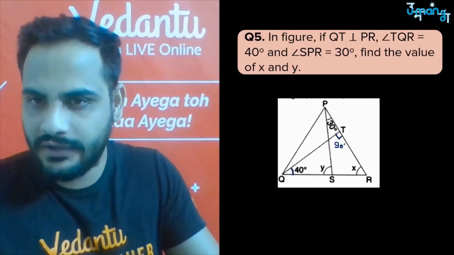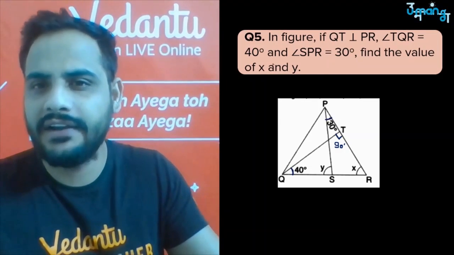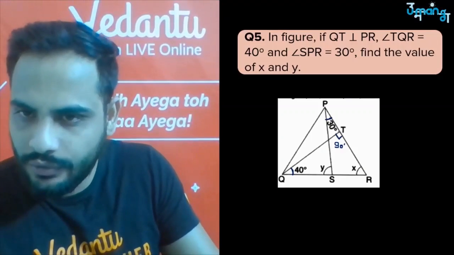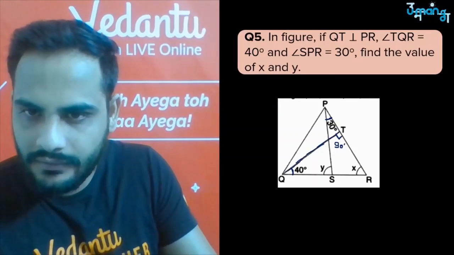Angle SPR is 30. Find the value of x and y. Now look, very easy question. First, let's look at this triangle. This one.